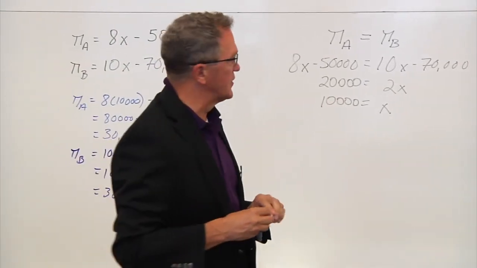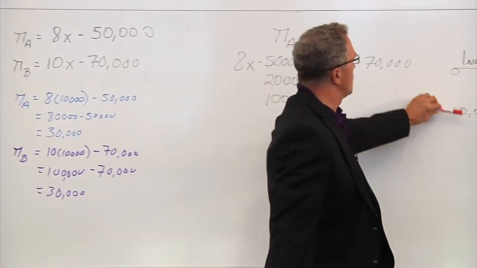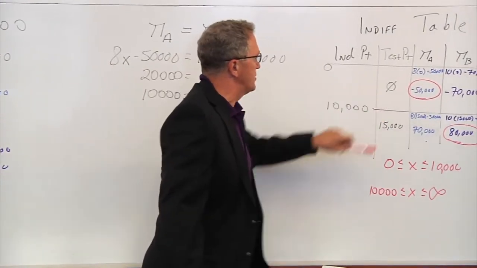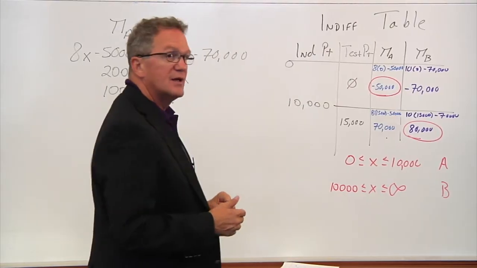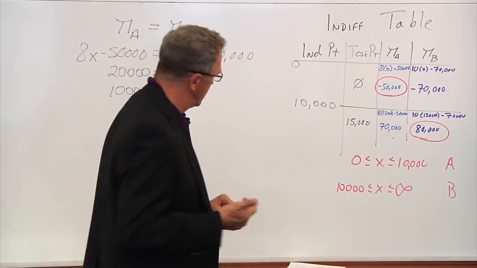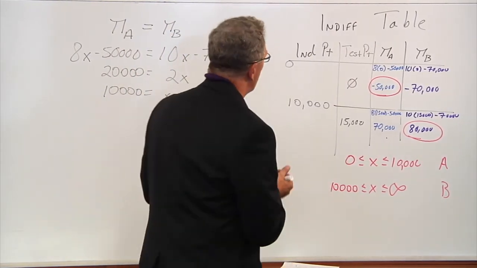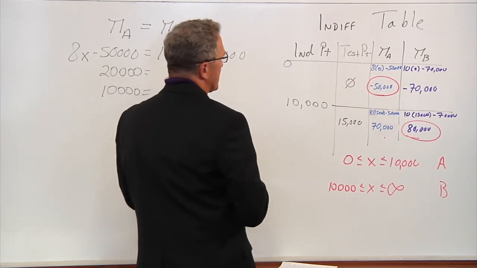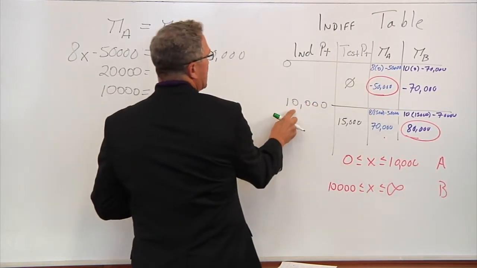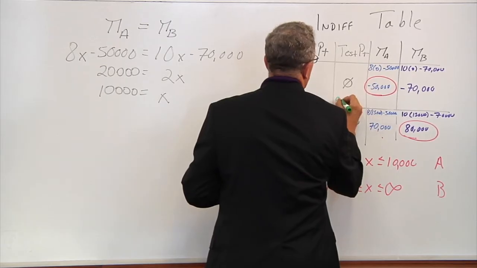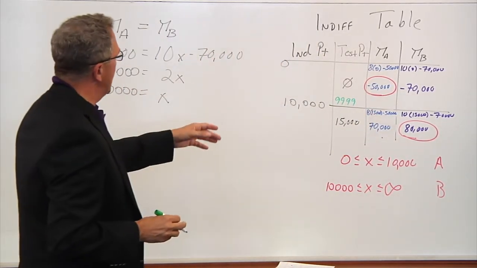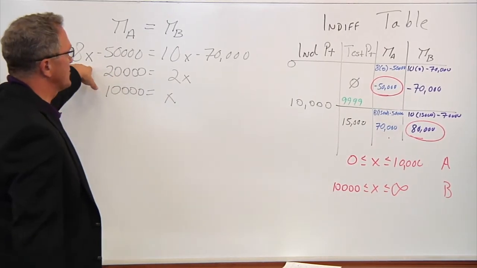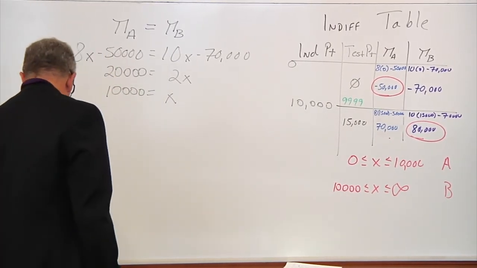Now the question I get on this would be, okay, why did you go all the way to 0 and 15,000? What if it's really close to that? Can you still tell the difference? And the answer is, yes, you can. Let's put it in there and find out. What if I used, instead of 0, I need a number less than 10,000. What if I used 9,999? Well, to do that, I just do 8 times 9,999 minus 50,000.